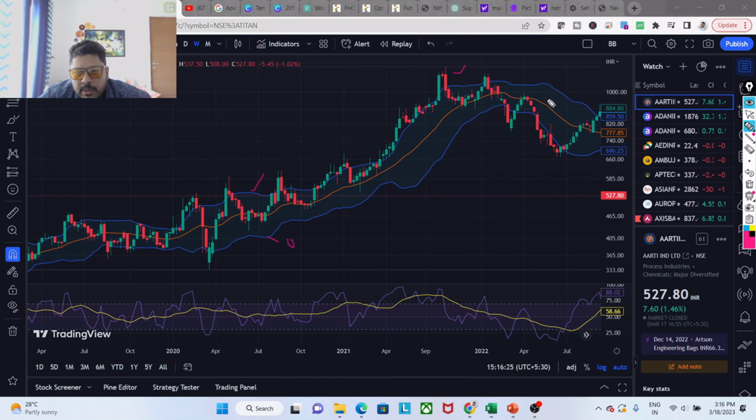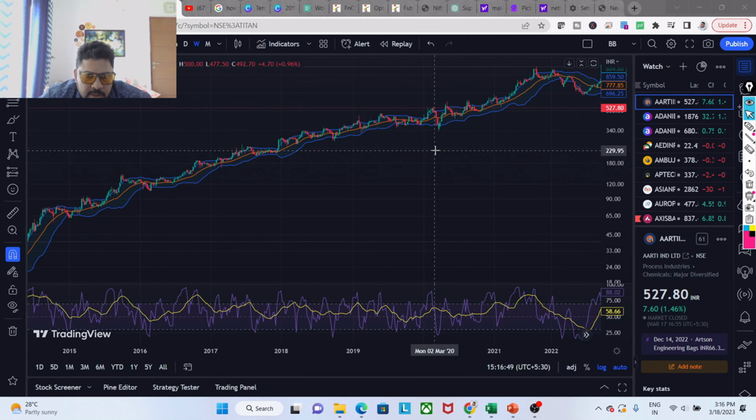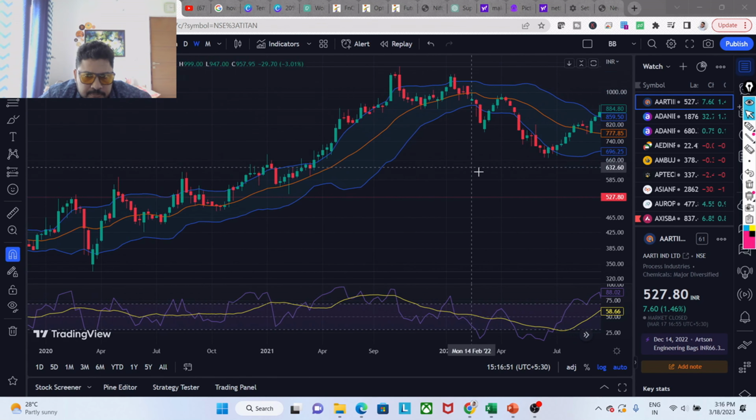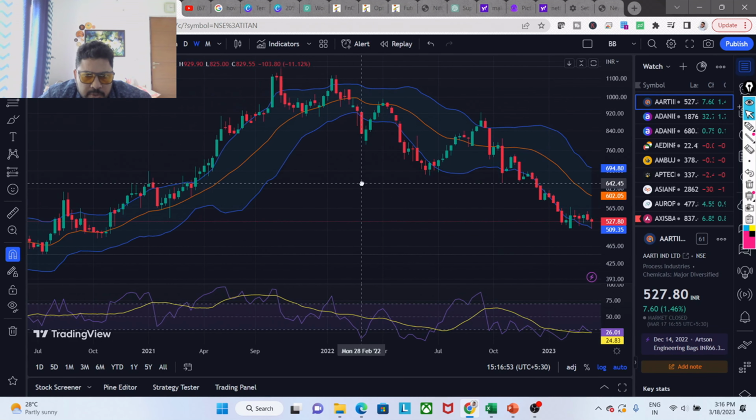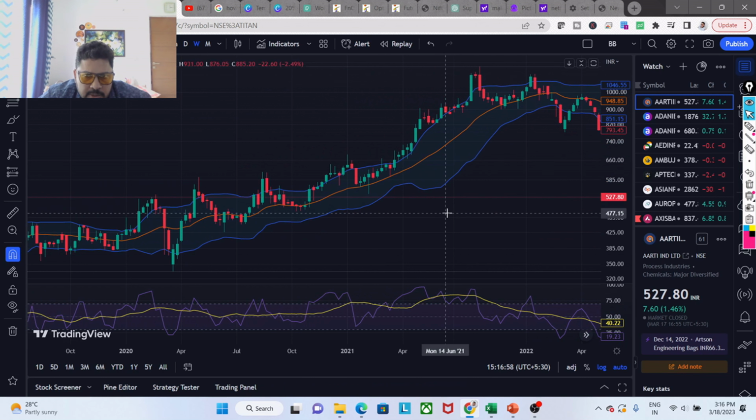Okay, so let's try and understand how to use this. If you are an investor, then the ideal time when you should be buying a particular stock is when it is in the oversold territory. How do we identify oversold territory? We are going to use a weekly chart. So for example, today you're looking at this chart here.